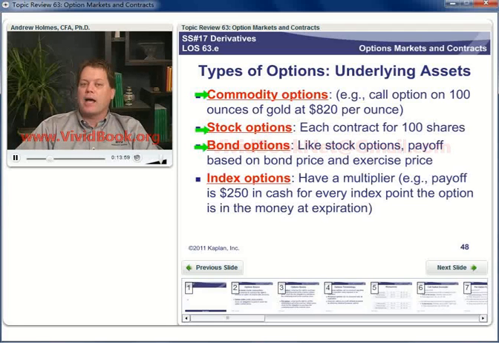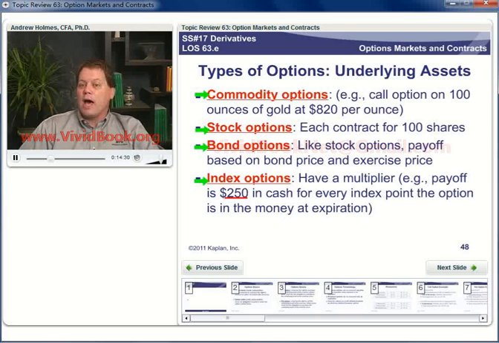Well, index options, of course, are another type of option. Okay, these typically have a multiplier. So like we saw with futures contracts, they have a multiplier of 250 for every index point. If the option is in the money at expiration, once again, it's just the right to buy the index at a fixed price. So if you had the right to buy the index at 500, and it had gone up to 502, so it had gone up 2 points, well, you'd take the 2 points that it was in the money, multiply that by the multiplier of 250, and you would see that you had a payoff of $500 associated with that.